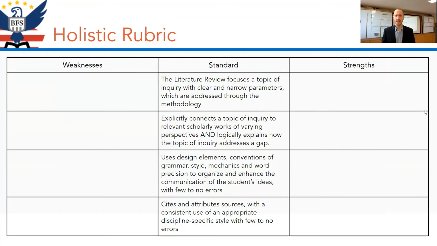I want to give one more example of a holistic rubric, and this would be for a course that doesn't have different proficiency levels. For example, again, this is an AP research rubric for a literature review. Actually, don't use this, because that's not going to work.